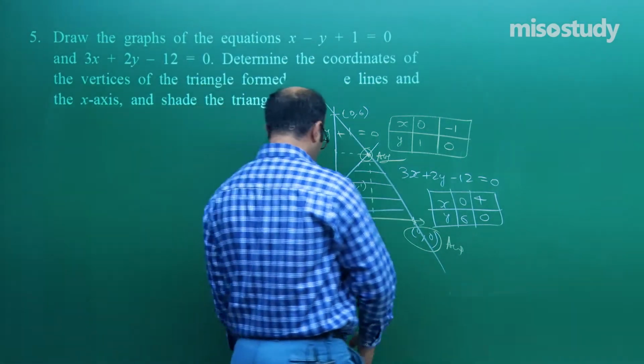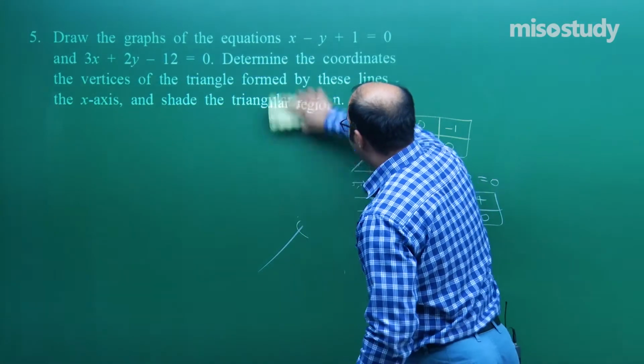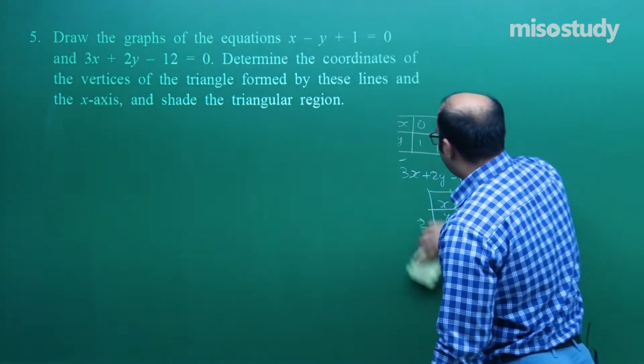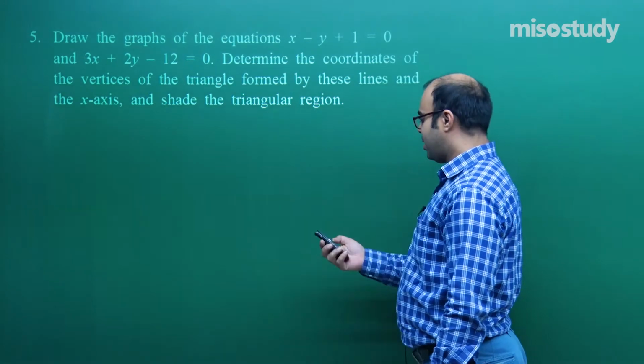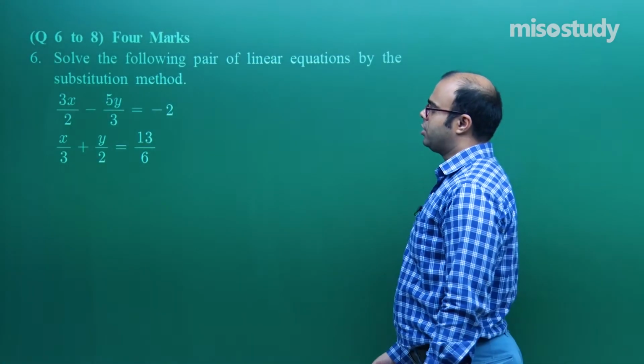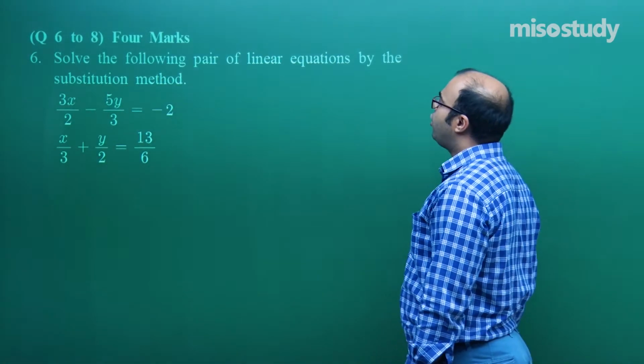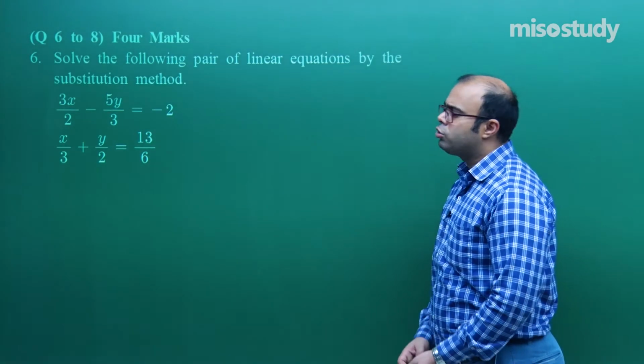Okay students, so let us move on further to the next question. So till the 5th question, it is of 2 marks. If we go to the next 6th question, it is of 4 marks, 6 to 8, 4 marks. Solve the following pair of linear equations by the substitution method.